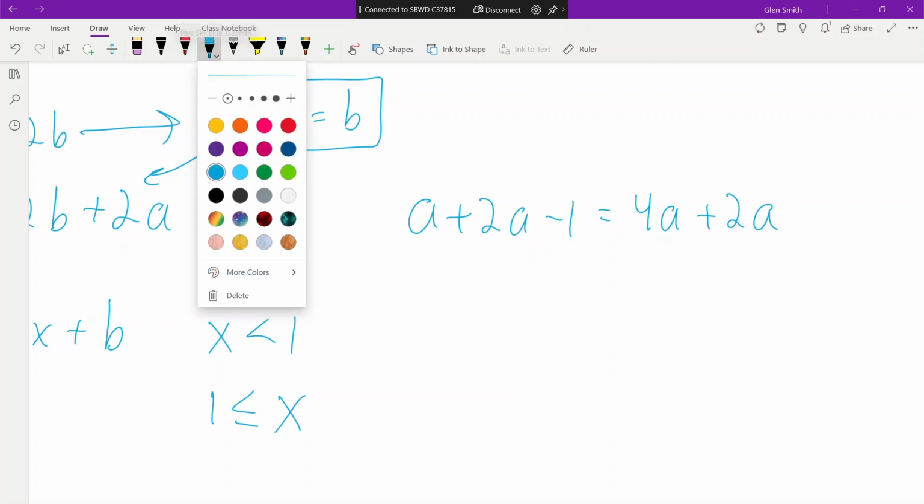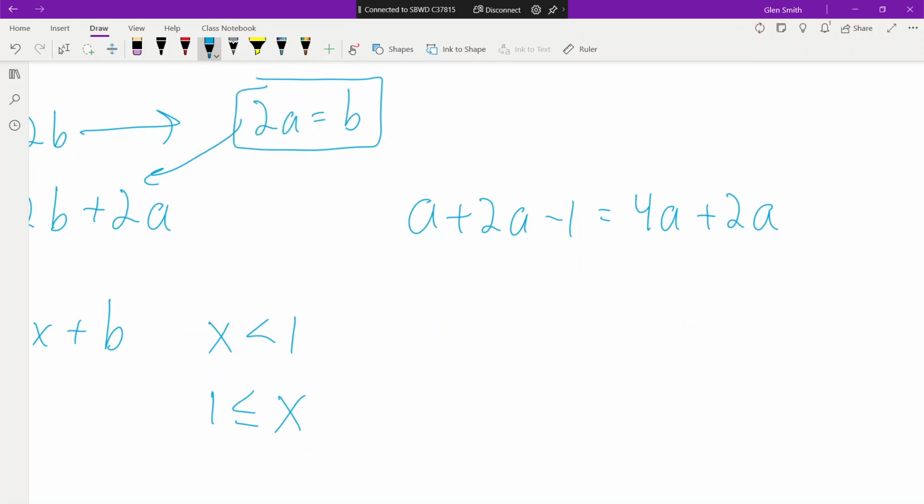Okay? I want this to be like a little bit thicker. That gives us, oh, that's too thick now.